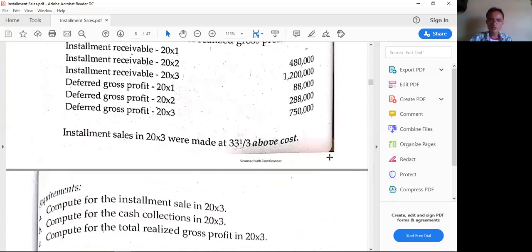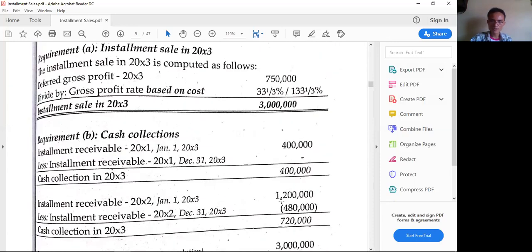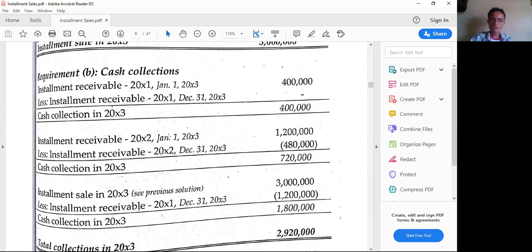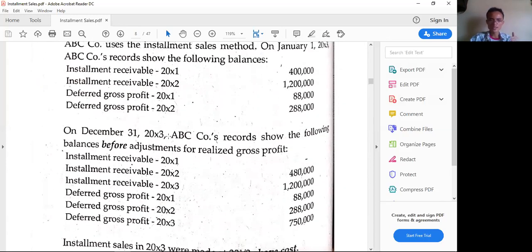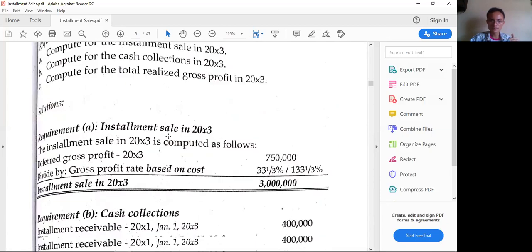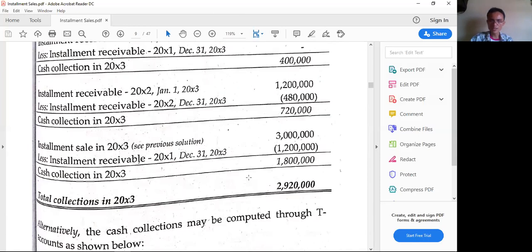It's here. For 20x2, that's 1,200,000 minus 480,000 pesos. That's for 20x2 collection in the year 20x3. And then for the 20x3 sales in the year 20x3, that's going to be whatever is the installment sale, which is 3 million, minus the balance of the receivable, which is 1,200,000. That is 1,800,000. Forgive me, guys, if the mouse is somehow moving back and forth. So hopefully you're still following.